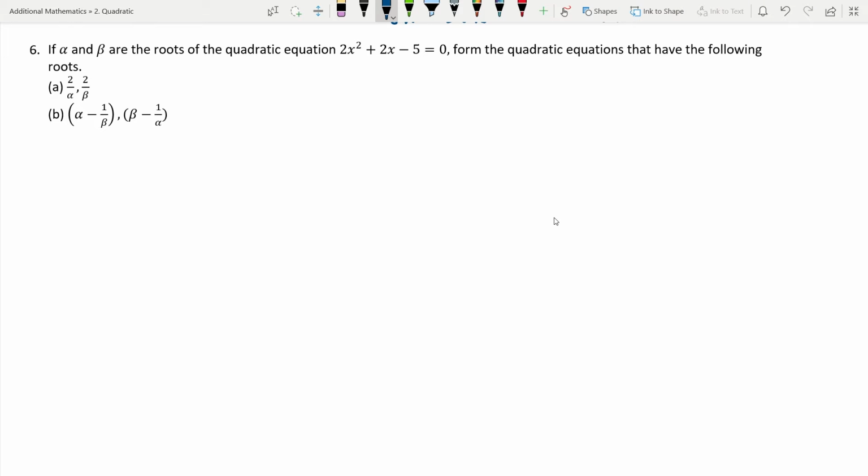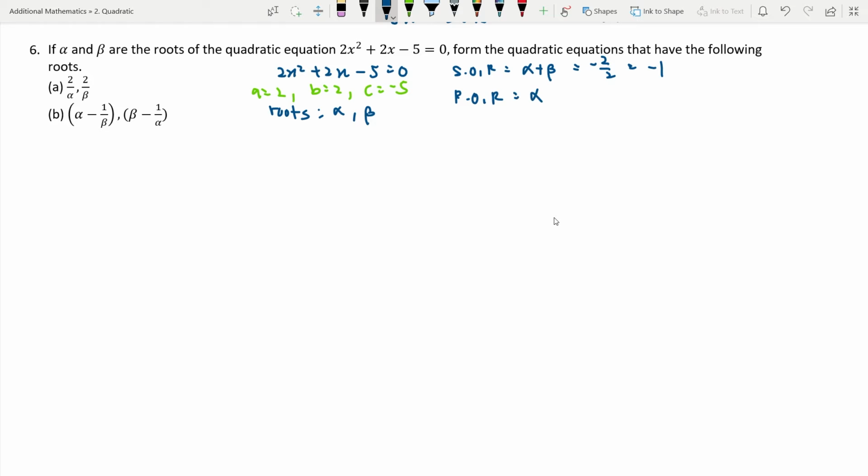Question 6. If alpha and beta are the roots of the quadratic equation 2x squared plus 2x minus 5 equal to 0, form the quadratic equation that have the following roots. We are given 2x squared plus 2x minus 5 equal to 0. A is 2, B is 2, and C is negative 5, and the roots are alpha, beta. Our sum of root is alpha plus beta, which is equal to negative 2 over 2, negative 1. Our product of root is alpha beta equal to negative 5 over 2.